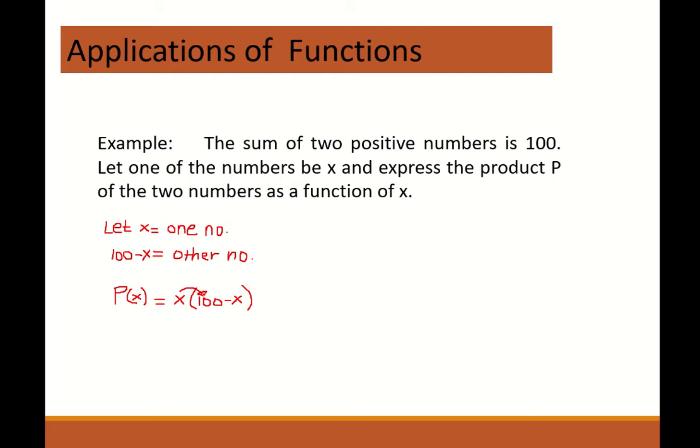Okay, and then just distribute x and multiply. So 100 times x, or x times 100, and then we have x times x, which is x squared. So this is our product as a function of x, equivalent to 100x minus x squared. Okay, so that's an example of an application of functions: expressing the product of two numbers as a function of x. So ito yung ibig sabihin niya, class.